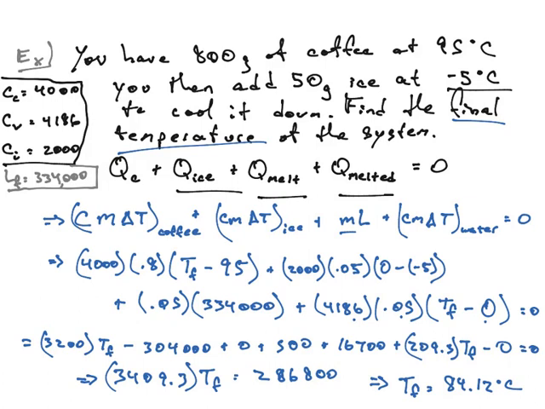Before I box it, I find out, does this make sense? Well, my hot coffee started at 95, and my ice is at -5, so I know the temperature has to be between -5 and 95. I get 84. The coffee cooled down. That seems okay. So there we go. Final temperature of the system, I put enough ice in there to get my coffee down to 84 degrees. And that's how we handle these new problems.